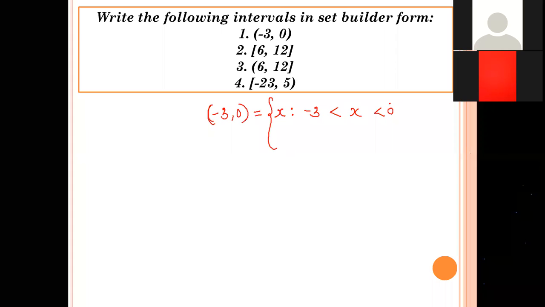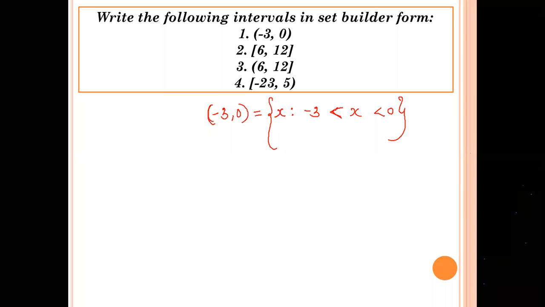Only this much you have to write. The only thing you have to check is what we have at the end, whether it is an open or a closed bracket. If it is an open bracket, you just have to write strictly less than. Open means you must write strictly less than, because we are not including the end points. So this is how you write the given interval in the set builder form.